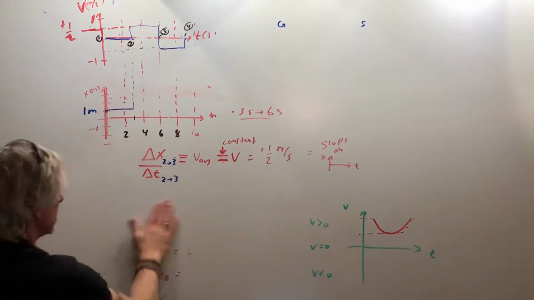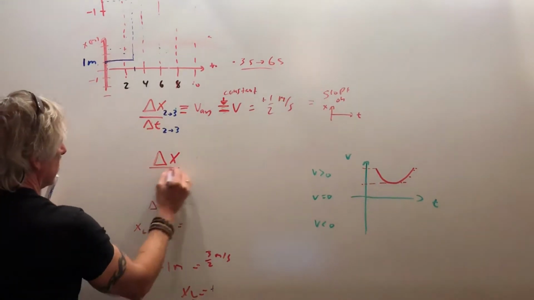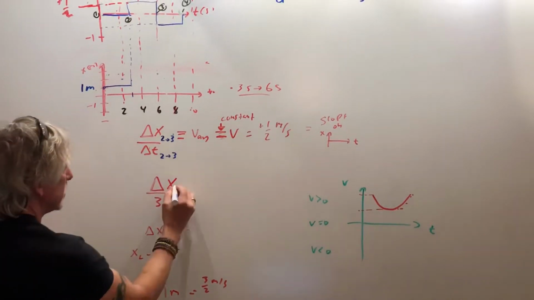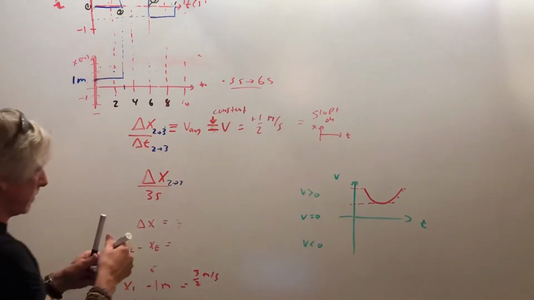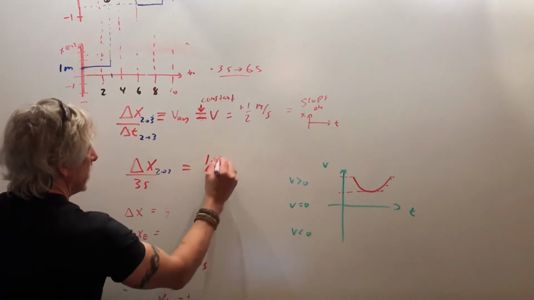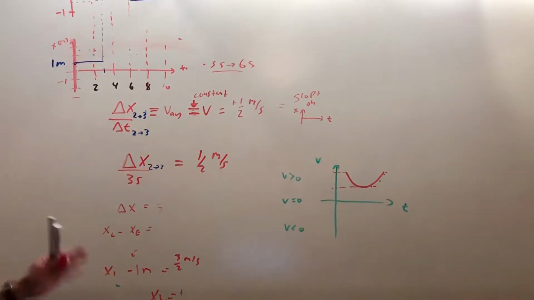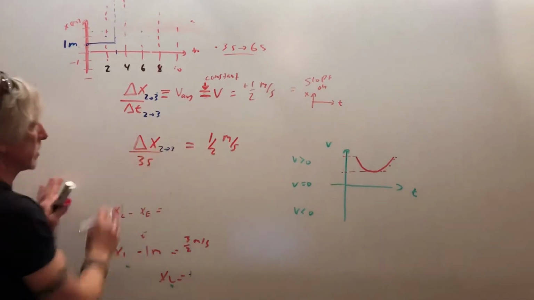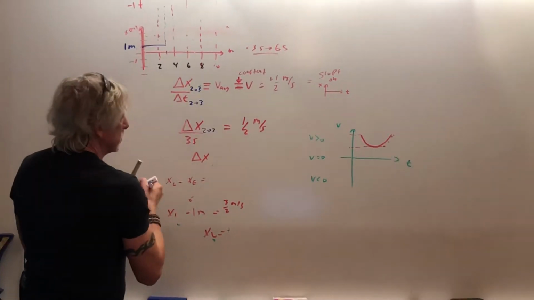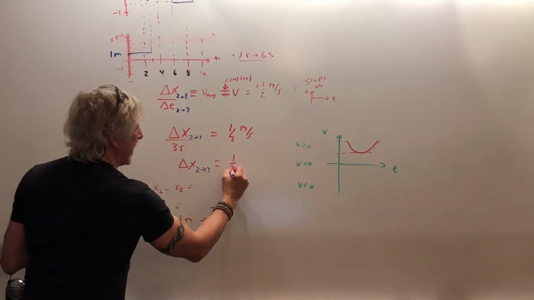So I made this leap here, and I've got delta x over 3 seconds. I can just see that, so I'm gonna write that. And this is delta t from 2 to 3 is equal to 1/2 meter per second. So what else can I do with that? Well, I could multiply both sides by 3 seconds so that delta x from 2 to 3 is equal to 1/2 meter.